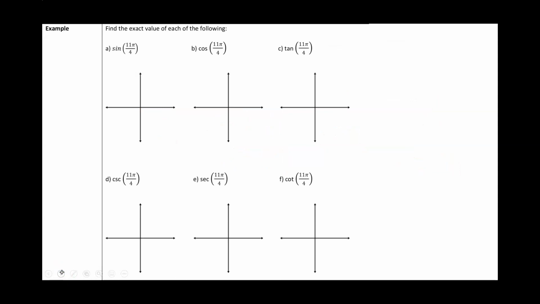Let's find the exact value of each of the following. What I recommend doing is converting each of these into degrees before you graph it. So let's start with the first one. We have 11 pi over 4, that's in radian form, and we want to convert this into degrees, so we're going to multiply by 180 over pi.